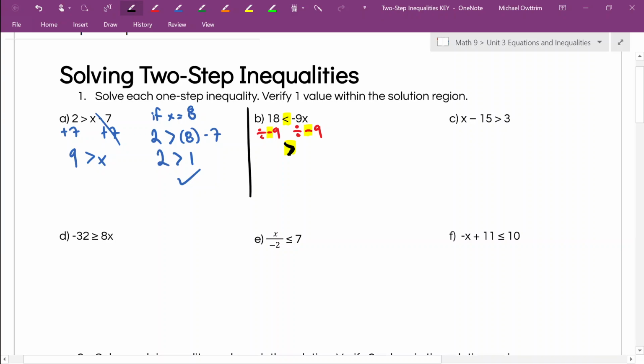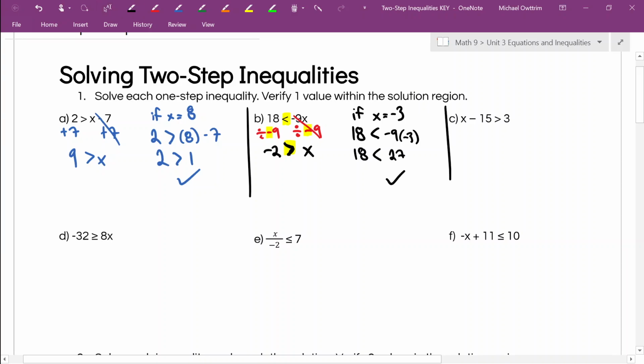With that being said, our negative 9 divided by negative 9 cancels out, leaving us with just our x, and our 18 divided by negative 9 gives us negative 2. Again, read this from the x side, so we're going to say x is less than negative 2. So choose a number that is less than negative 2. So I'm going to choose x as negative 3. And then let's put that into the original inequality. So our 18 should be less than negative 9 times that negative 3. And 18 is, in fact, less than 27. So that did work in our inequality.